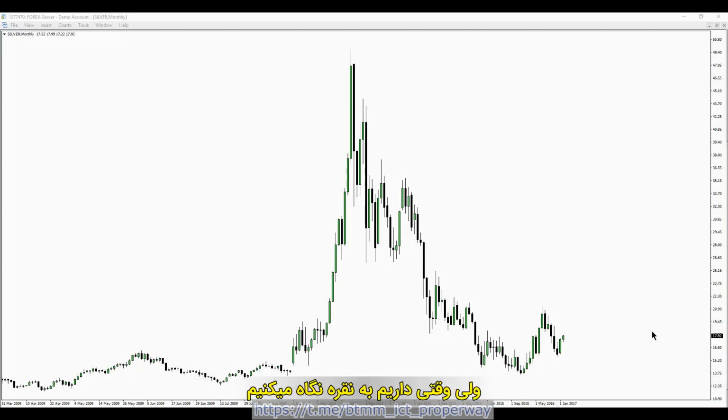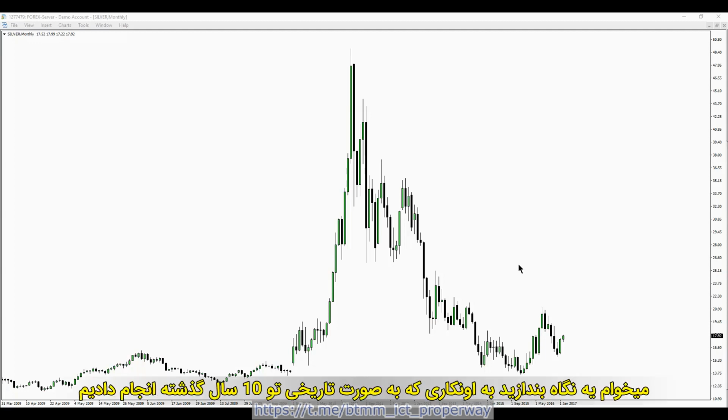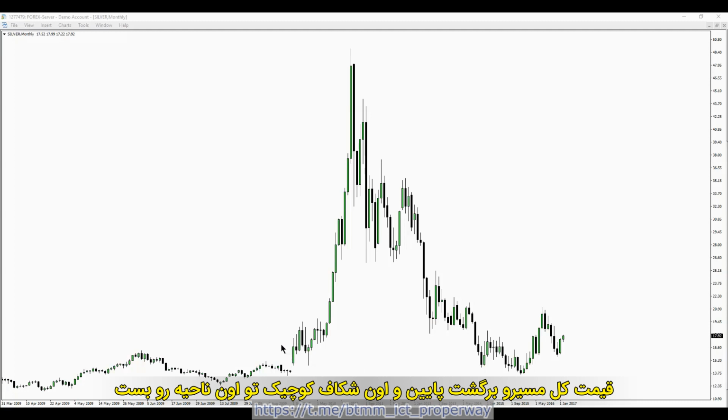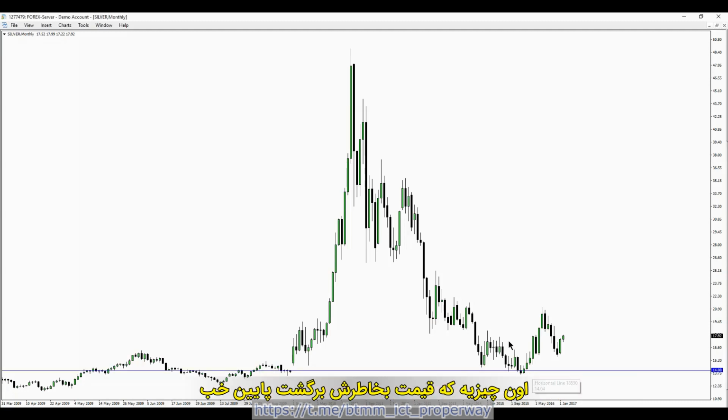But when we're looking at silver, okay, I want you to take a look at what we have done historically in the last 10 years or so. We had a really big run up in 2009 and 2011, and we saw price break away in here. We've had a really huge surge in silver there. Price came all the way back down and closed in that area. That little gap in here, that's what price came down and hit. Okay, so we're going to be mindful of that.